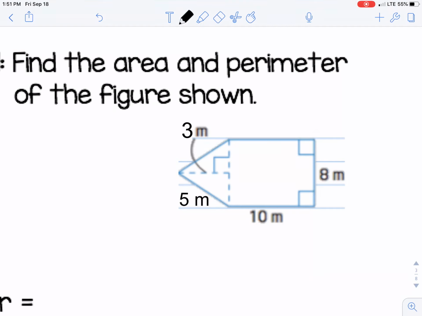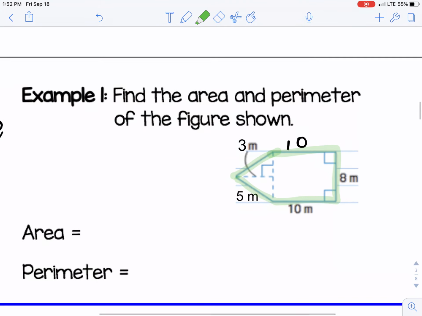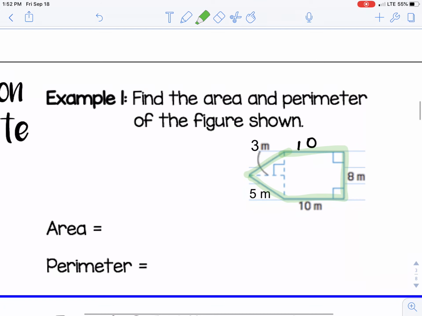Some people like to take and cut corners. So the perimeter would be this 10, plus this 8, plus this 10, plus this 5, plus this other 5. So that looks like it's 10 plus 10 plus 5 plus 5 is 30, plus 8 is 38 meters.